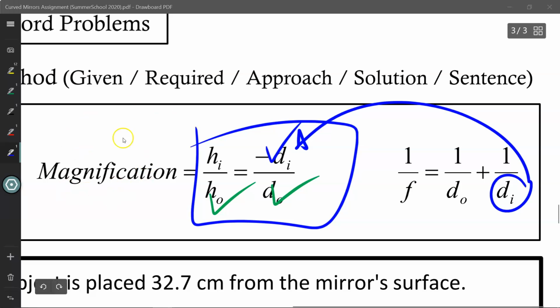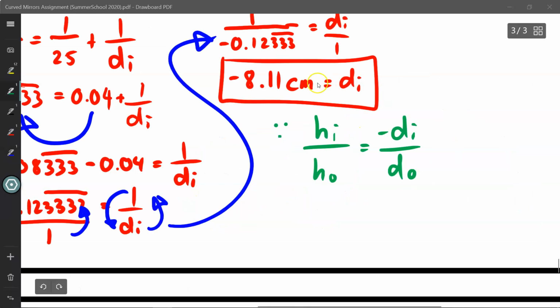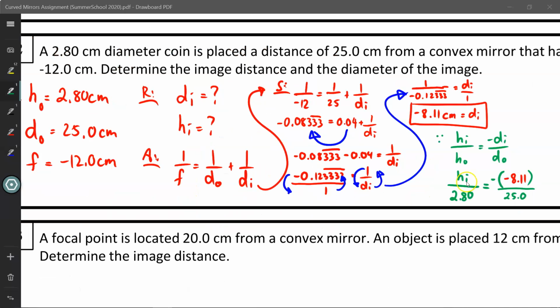So don't worry about the magnification part. It's not asked for in the question. It's not given in the question. So just concentrate on this half of the equation. So let's start plugging in the values we do have. So the height of the object is over here, 2.8 centimeters. So 2.8 centimeters. The distance of the object, 25 centimeters, 25 centimeters.